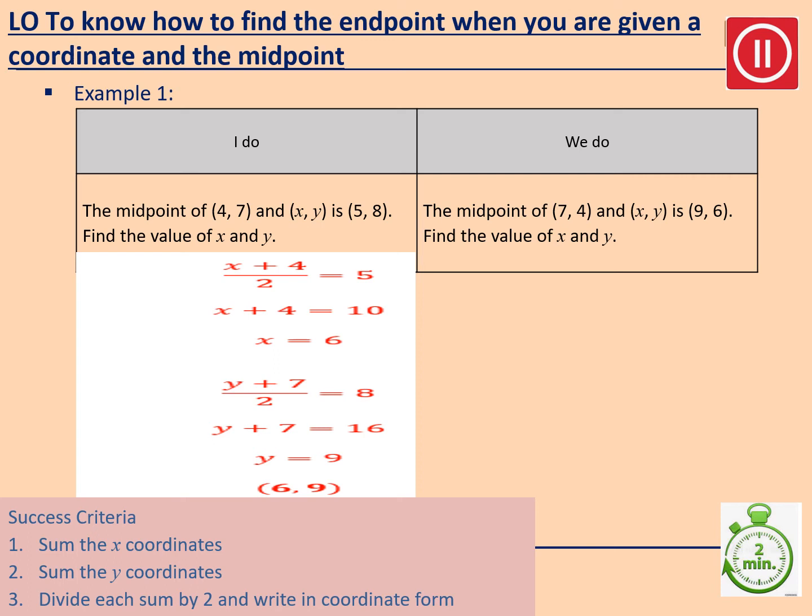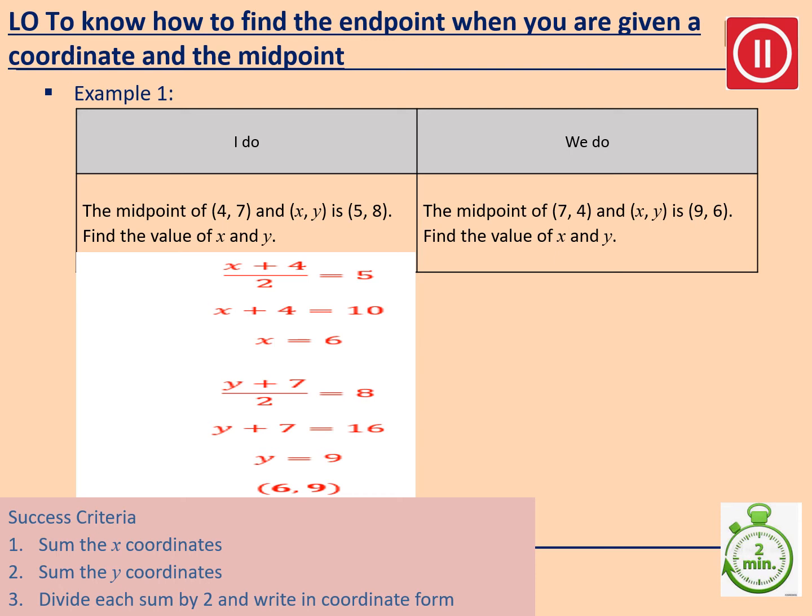Then we subtract 4 from both sides, x equals 6. So the x coordinate is 6. Let's have a look at the y coordinate. (y plus 7) divided by 2 equals 8. So we multiply both sides by 2. y plus 7 equals 16.